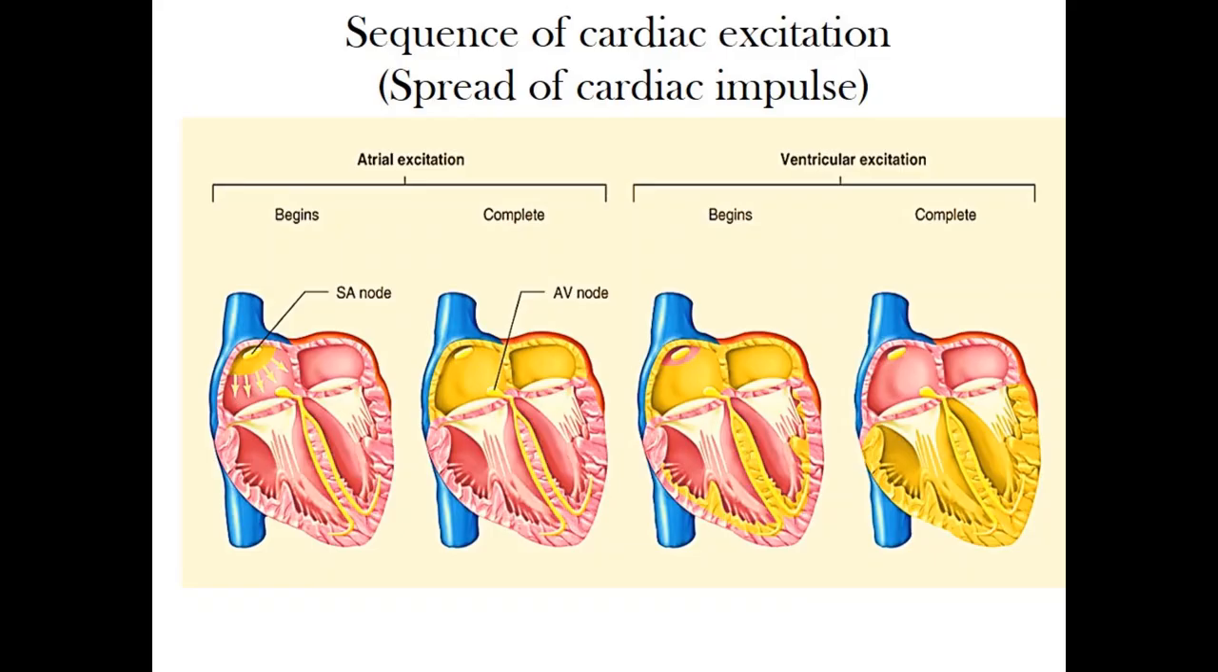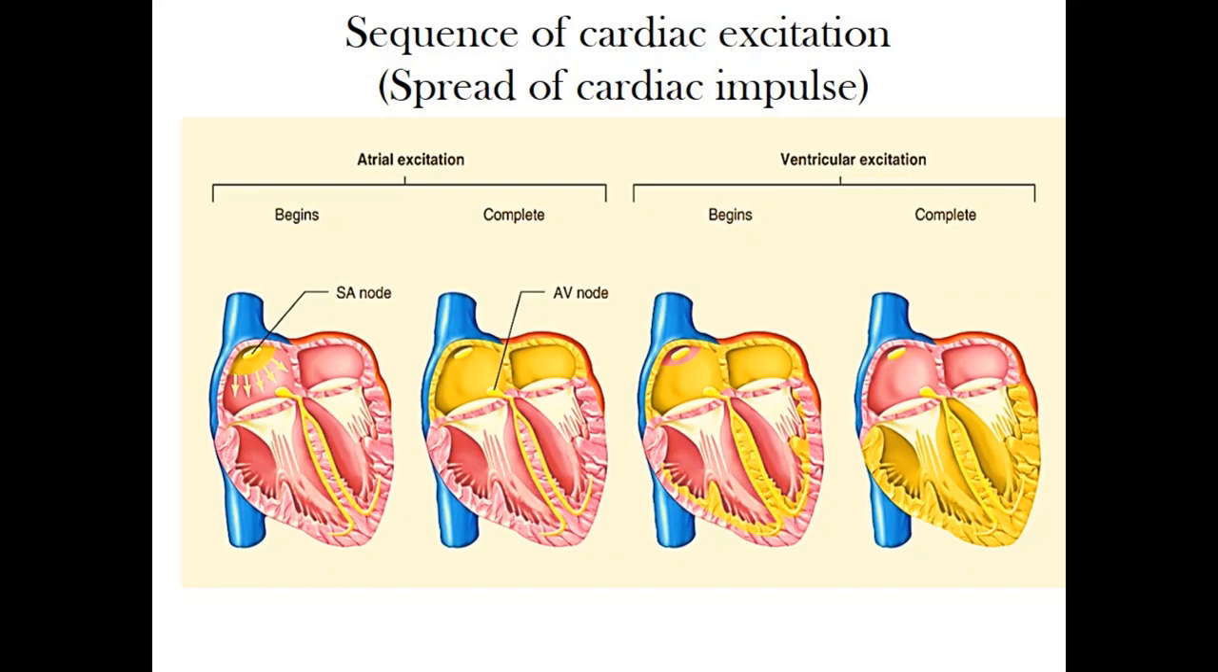Just another diagram to show how the impulse spreads. Follow the four diagrams of the human heart. The sequence you follow: SA node generates impulses. You can see those yellow shadings. The first diagram shows the SA node generating impulses and spreading. And then both the atria have got excited simultaneously. The yellow color has spread to both atria.